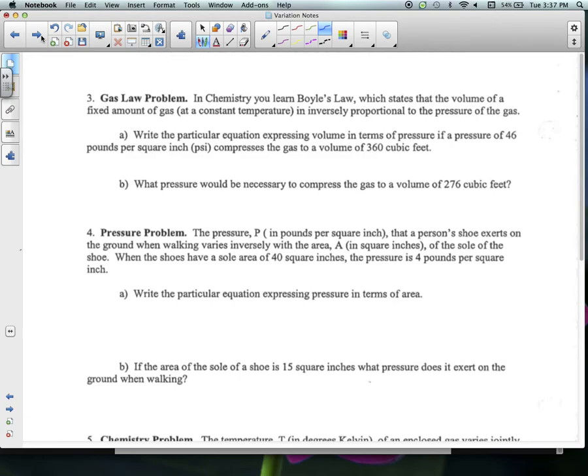Okay, if you look through number 3, it states that the volume of a fixed amount of gas, so volume, is inversely, so it's inverse proportion where we're going to be multiplying the two things. It's inversely proportional to pressure.